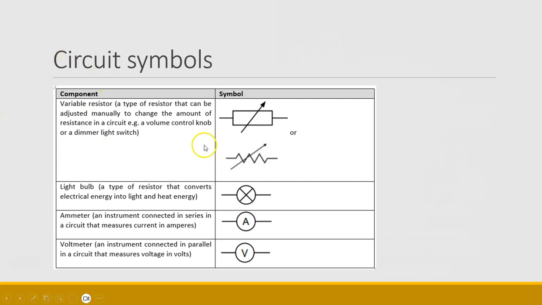The same applies to a volume control knob. So as we turn it, we control the resistance, which controls the amount of current that flows through the circuit, which controls the ultimate volume.